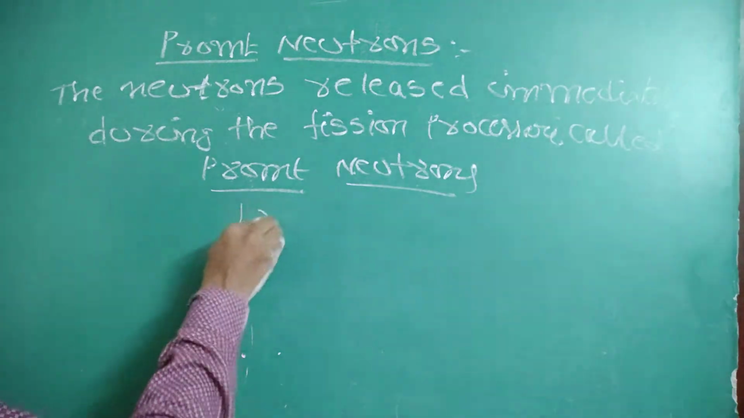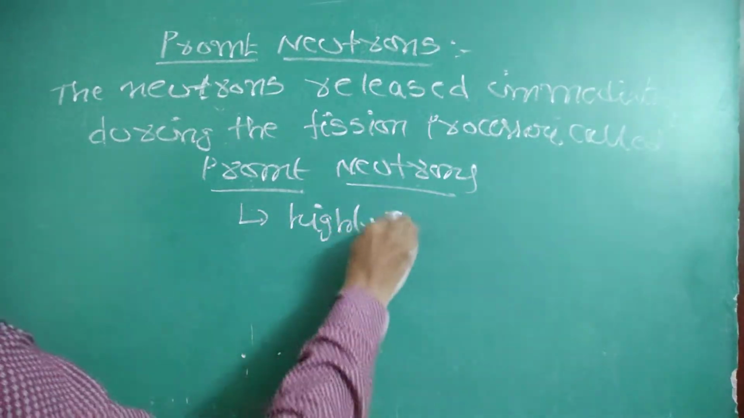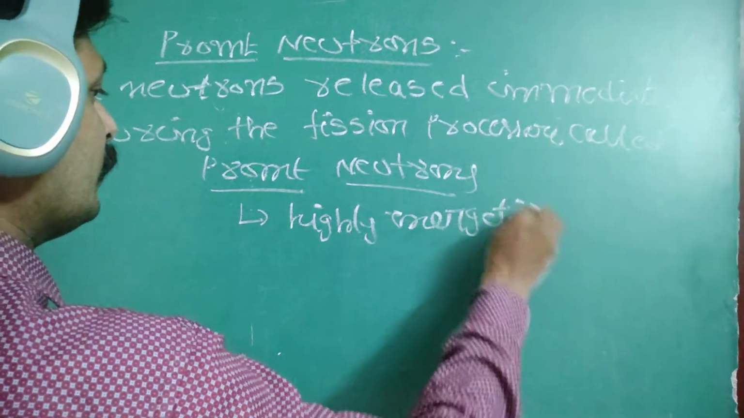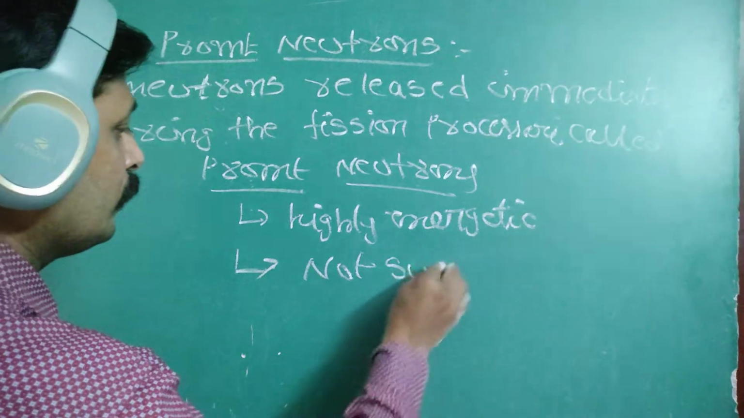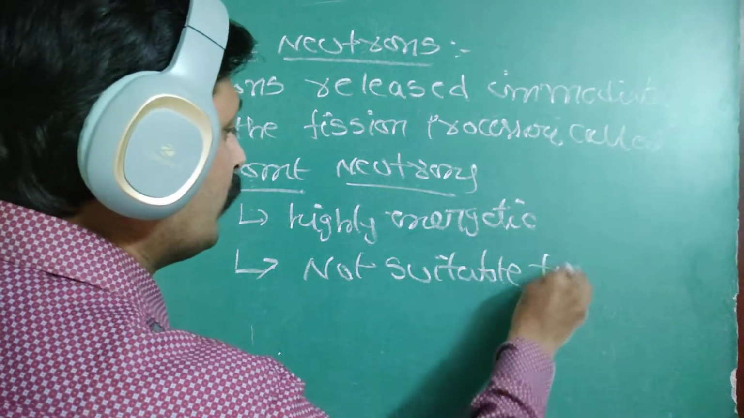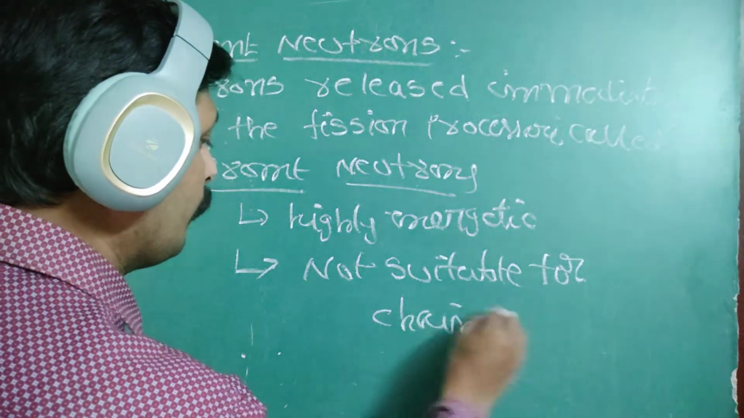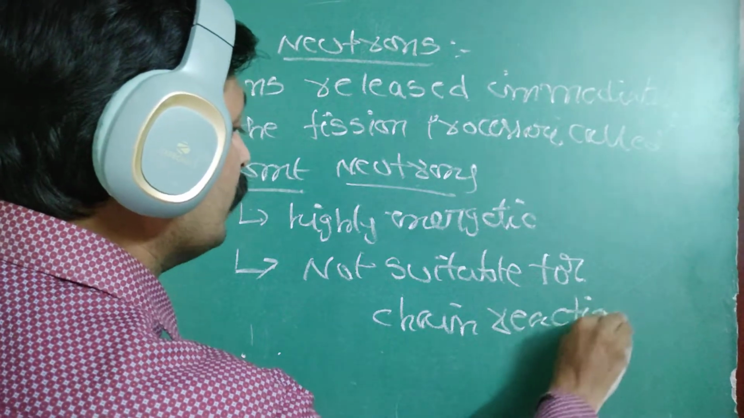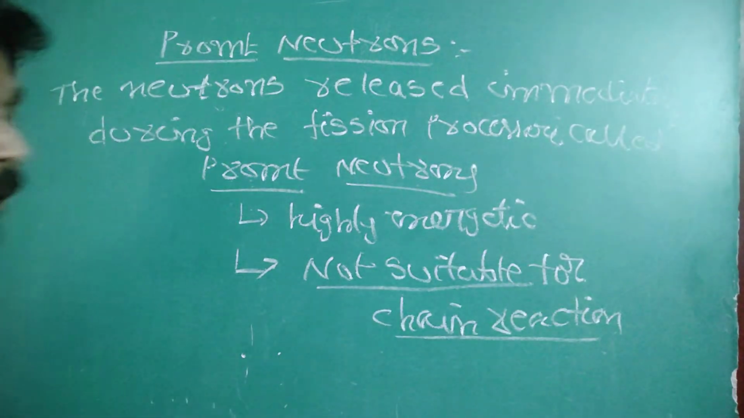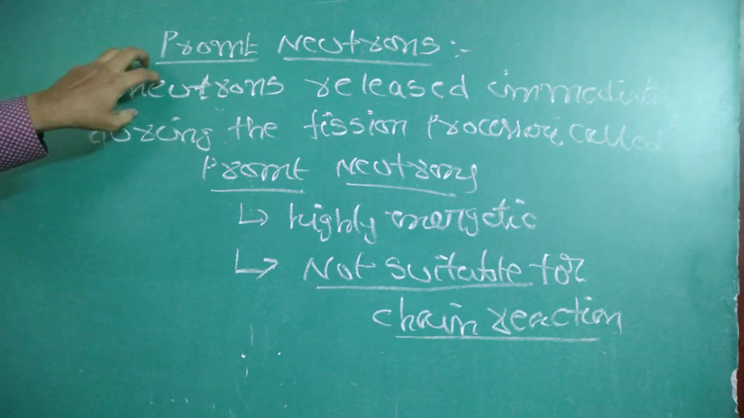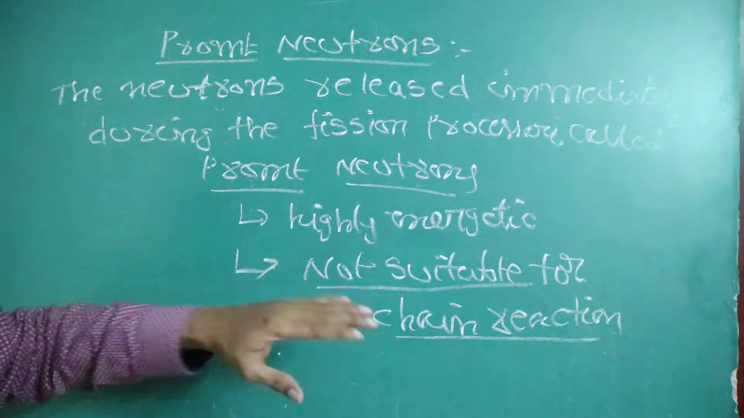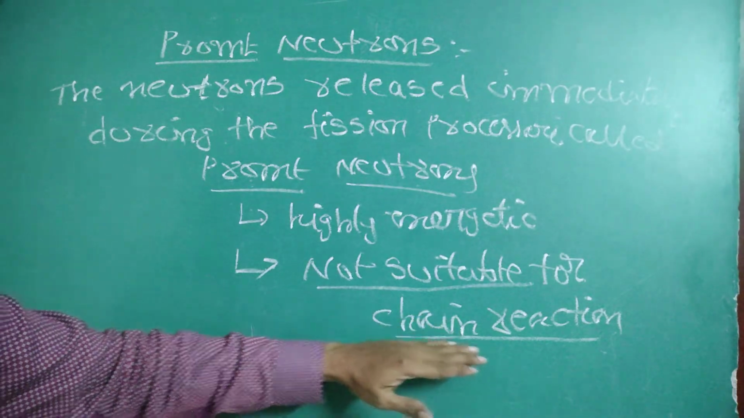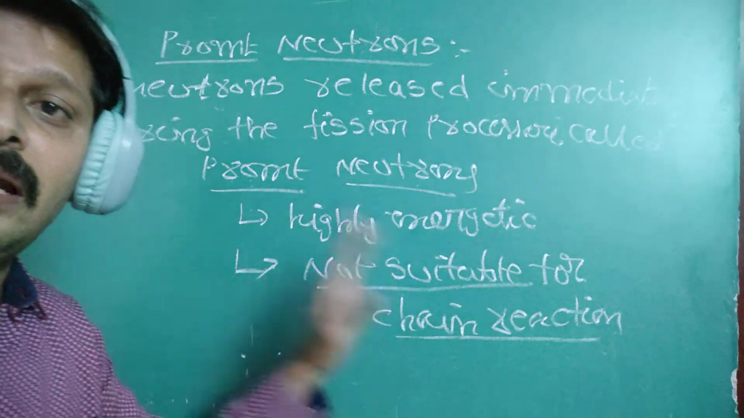The prompt neutrons have two characteristics. They are highly energetic, that is one point. The second one, they are not suitable for chain reaction. Now wait a few minutes, I will define chain reaction separately. The neutrons released immediately during the fission process are called prompt neutrons. Characteristics of the prompt neutrons are highly energetic and not suitable for chain reaction.